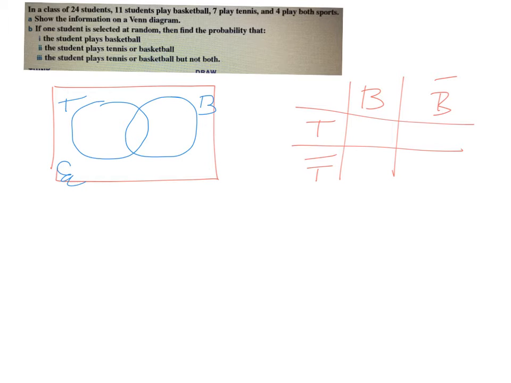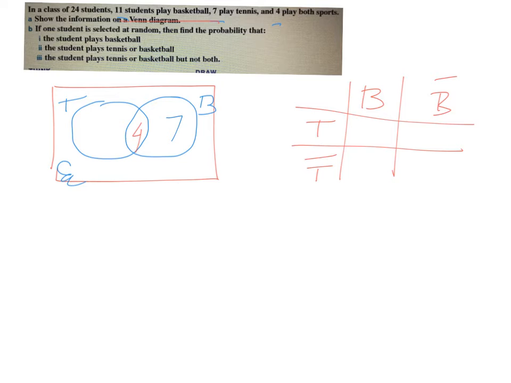So 11 students play basketball, 7 play tennis, 4 play both. My advice, do the ones that play both first. That is, for certain. So we're going to put a 4 in there. Now, it tells us that 11 students play basketball. It doesn't say 11 students only play basketball, or 11 students play basketball only. It tells us 11 students play basketball, so that means in total 11 play basketball. So if we've already got 4 that play both, how many will play just basketball? Well, that'll end up being 7.